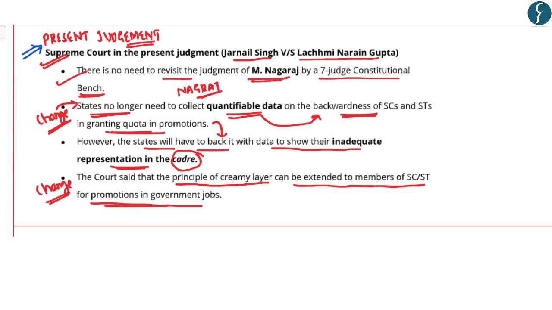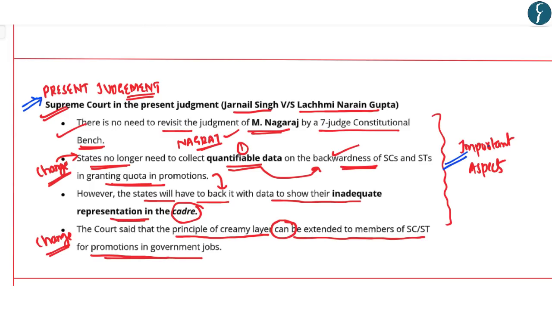So with respect to the Nagaraj case, there are two important changes which the Supreme Court has introduced. The first change being the states are no longer required to provide quantifiable data in providing for the reservation for SCs and STs. And secondly, the Supreme Court has stated that the principle of creamy layer can be extended to the members of SCs and STs with respect to promotions in the government jobs. These are the two important changes introduced by the Supreme Court as compared to the previous Nagaraj case.